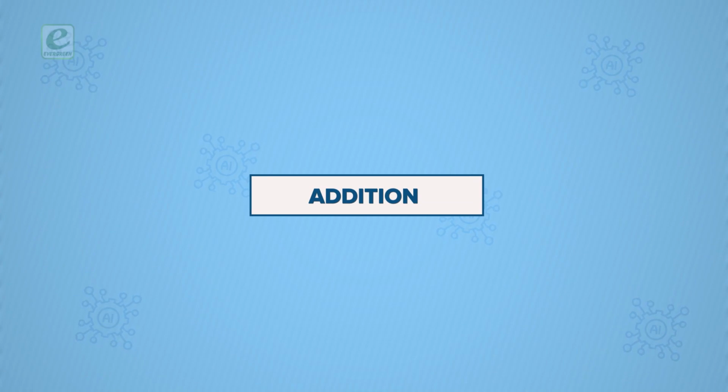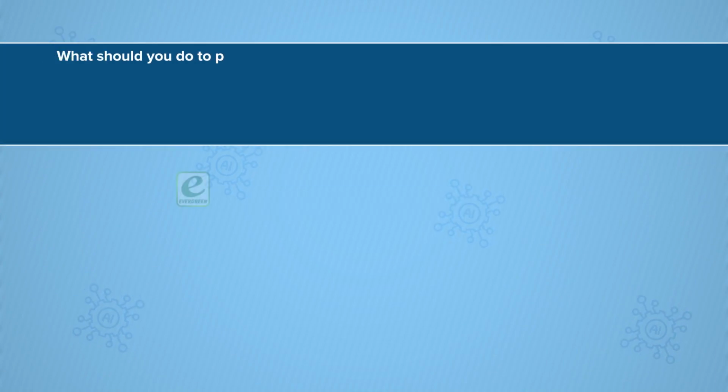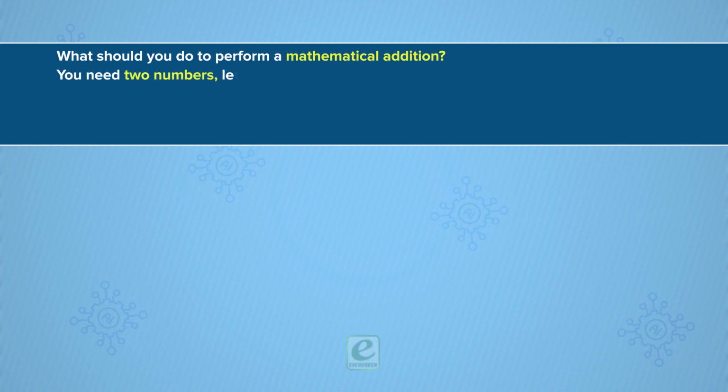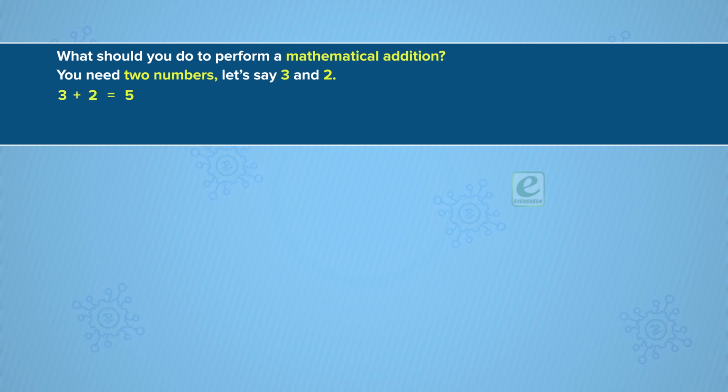Addition. What should you do to perform a mathematical addition? You need two numbers, let's say 3 and 2. And if you add 3 and 2, you get another number, that is the answer, 5.